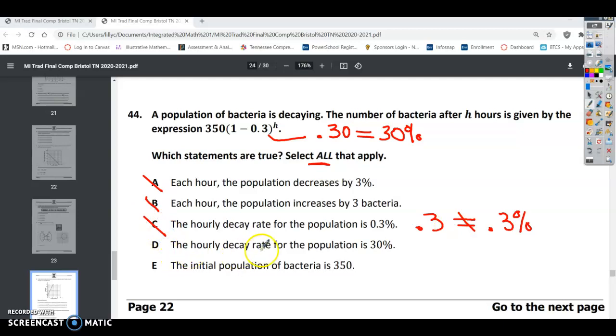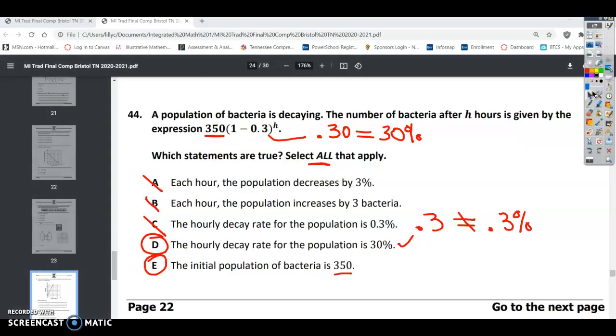The hourly decay rate for the population is 30%. All right, so we already made that connection up here. So D is correct. The initial population of bacteria is 350. This number here is always the initial amount, or your y-intercept, your starting point. So E is also correct.